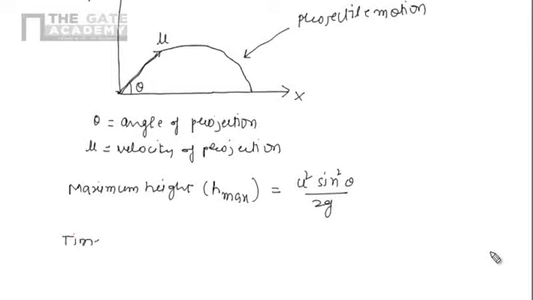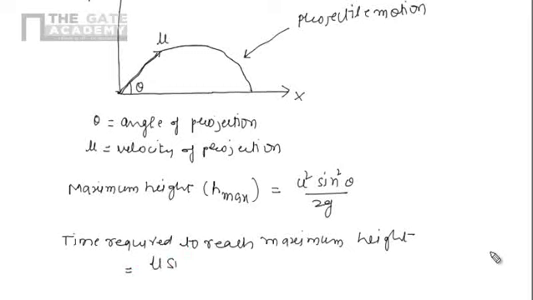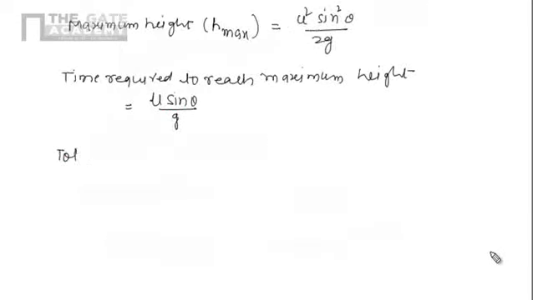Similarly, the formula for time required to reach maximum height will be u sine theta by g. And the total time of flight equals t equals 2u sine theta by g.